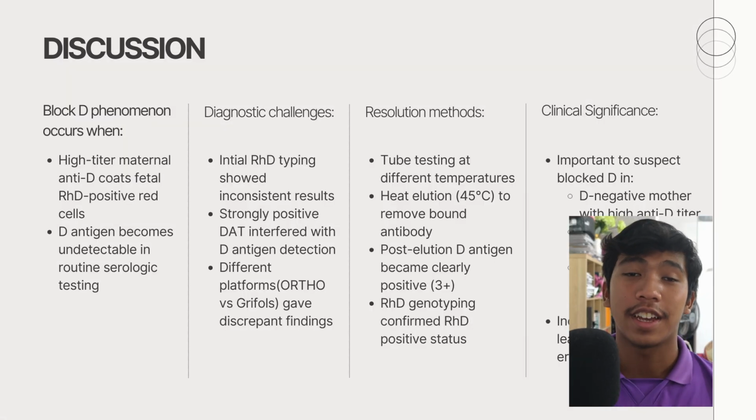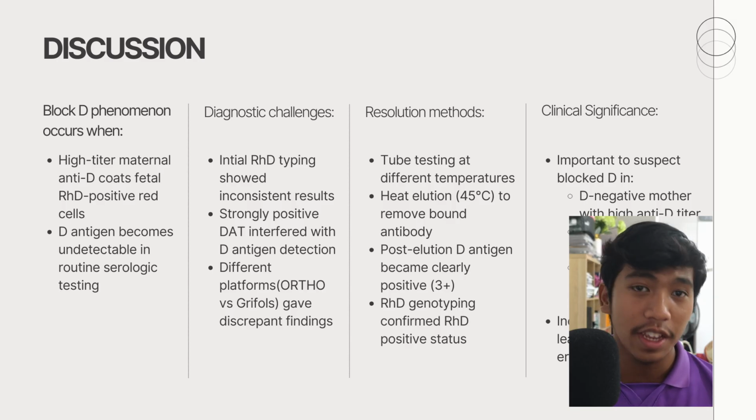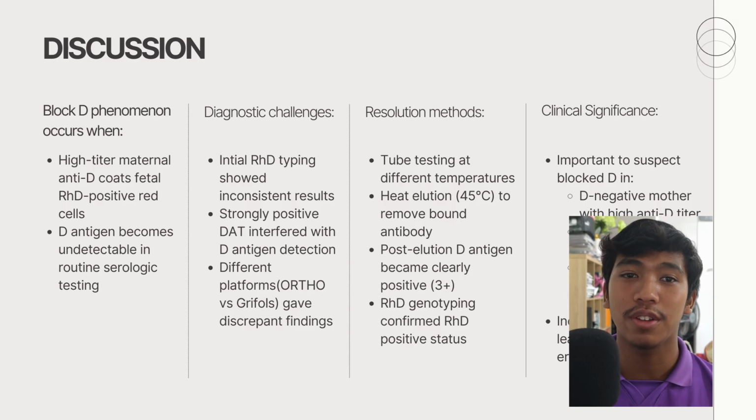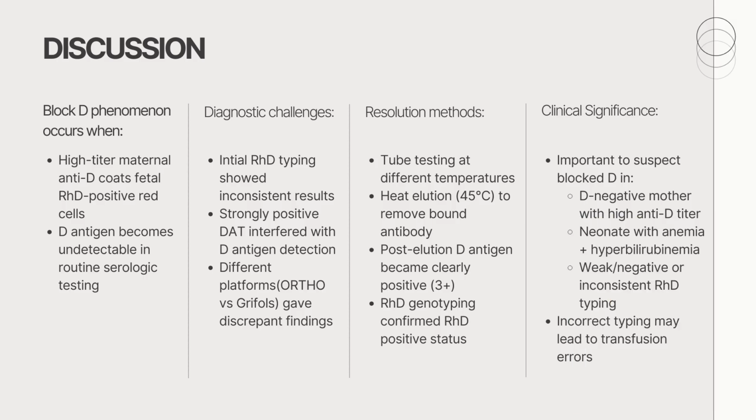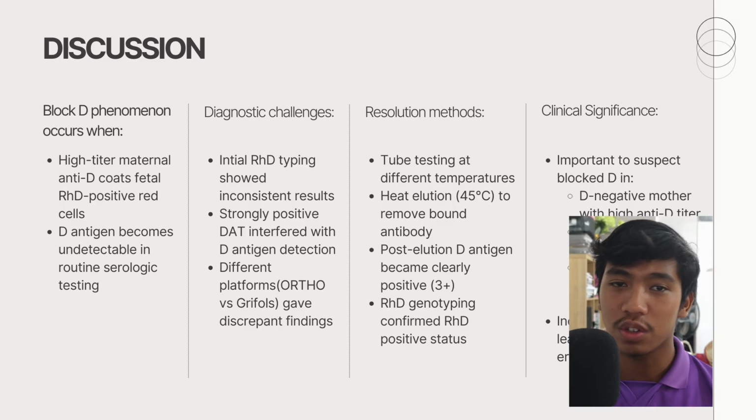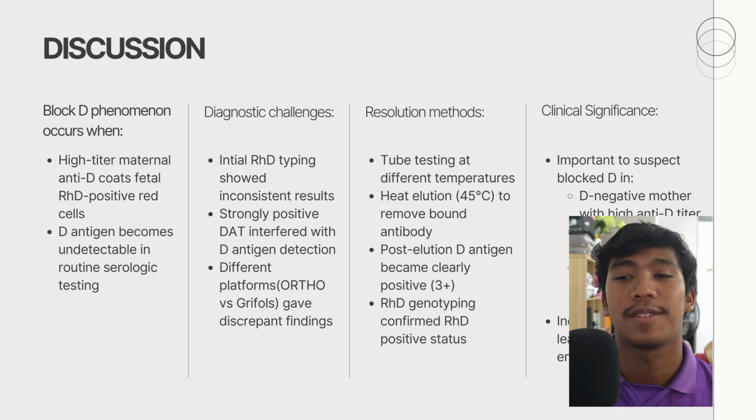In the discussion, this case highlights the blocked D phenomenon. The high concentration of maternal anti-D antibodies coated the baby's RhD positive red cells, making the D antigen difficult to detect during routine testing. This caused inconsistent RhD typing results. Heat elution and genotyping were performed to confirm the true RhD positive status.